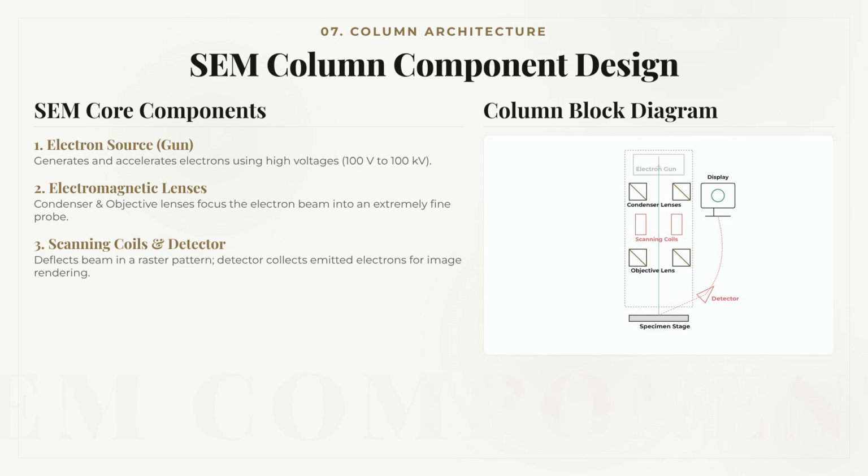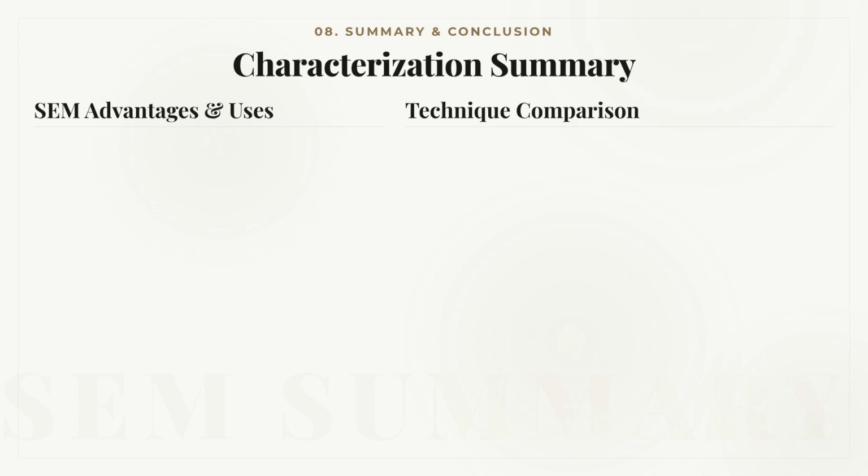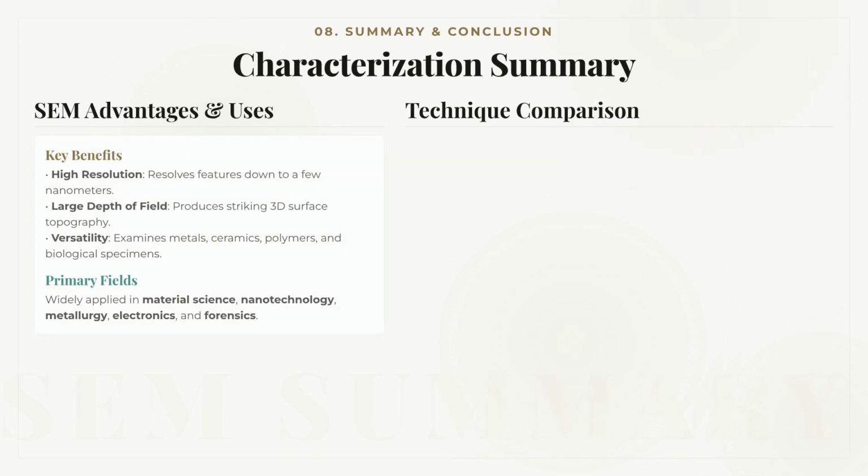SEM offers several advantages. It provides very high resolution. It has a large depth of field, allowing three-dimensional surface features to be observed clearly. It can examine a wide variety of materials including metals, ceramics, polymers, semiconductors, and biological specimens. SEM is widely used in materials science, nanotechnology, metallurgy, electronics, forensic science, and biomedical research.